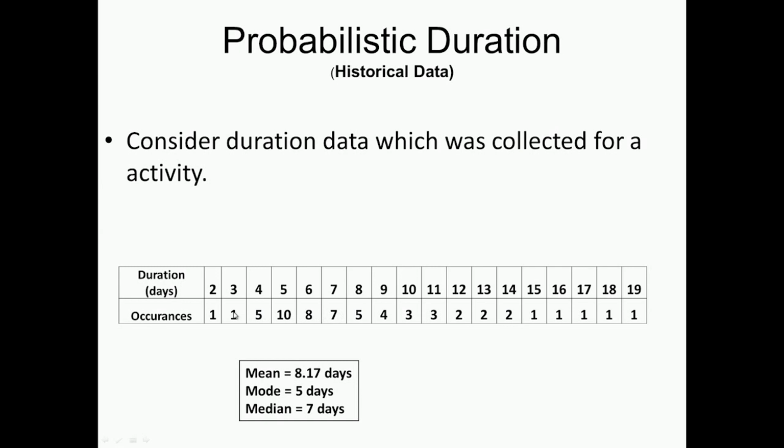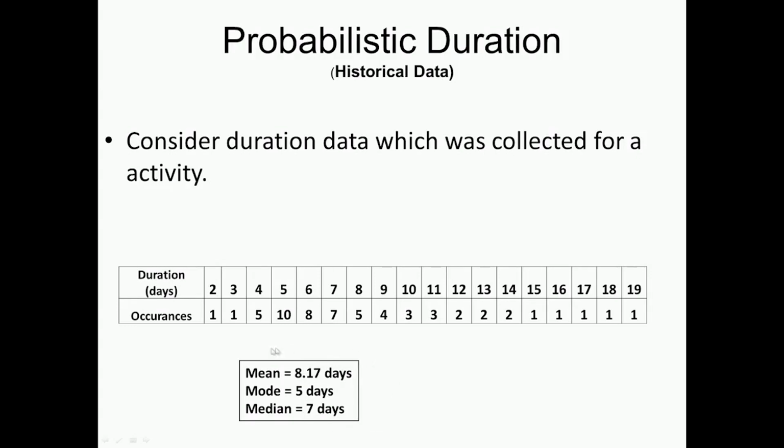So you can see that on one instance it was done in 2 days, in one instance 3 days, on 5 instances 4 days, 10 instances 5 days, in 8 instances it took 6 days, and so on. Now this is basically my historical data. Okay, now I can do my basic central tendency statistics on this, and I get the mean of this as 8.17 days, the mode is 5 days, and the median is 7 days.